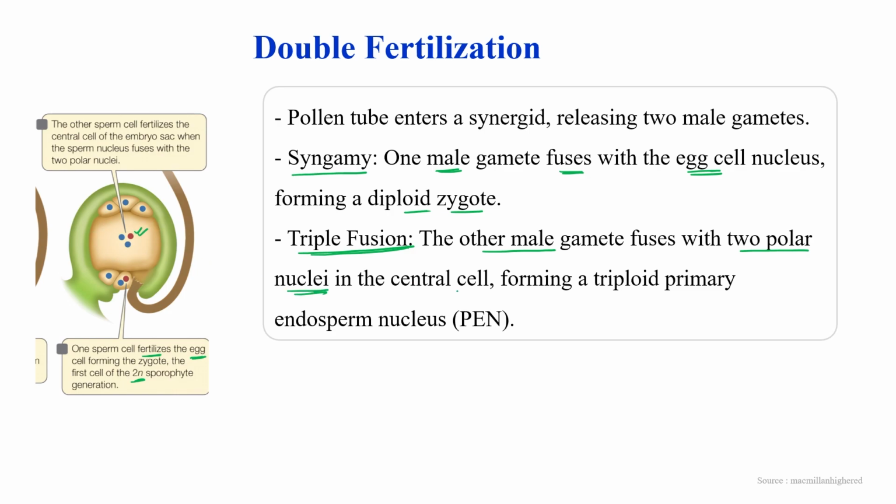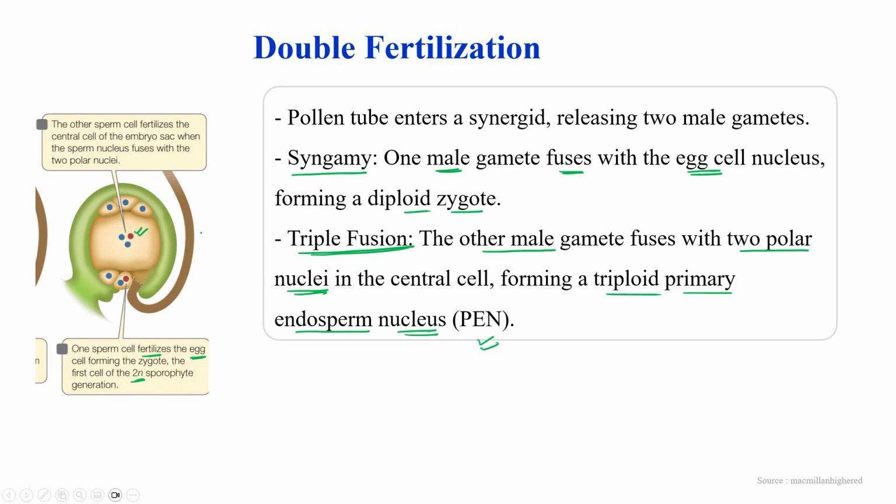So fusion of this second male gamete to the two polar nuclei which are present in the central cell, and this process forms a triploid primary endosperm nucleus, PEN, primary endosperm nucleus.